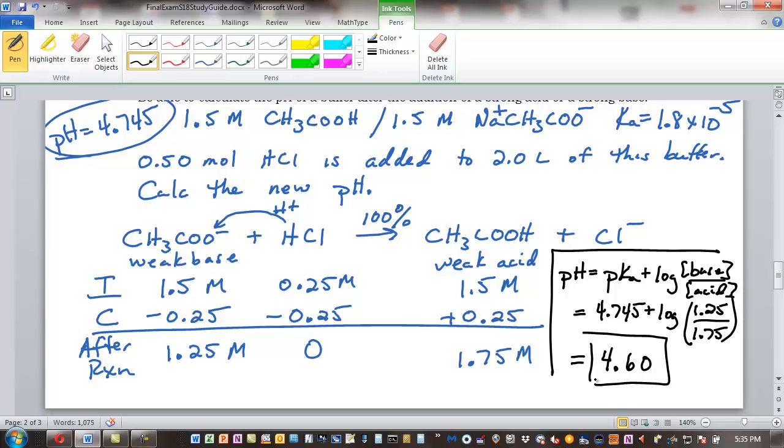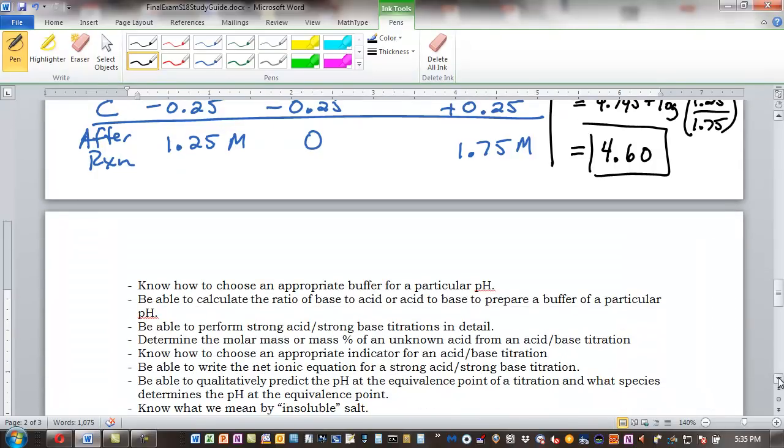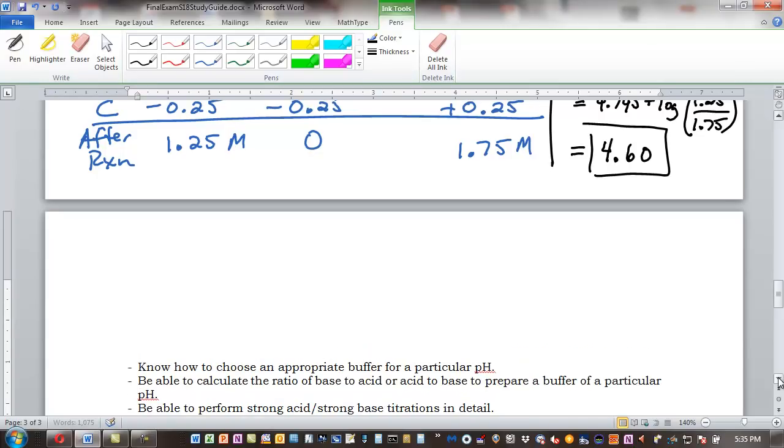All right. So let's very quickly just look at what the difference would be if we added the same amount of strong base. So the same buffer.